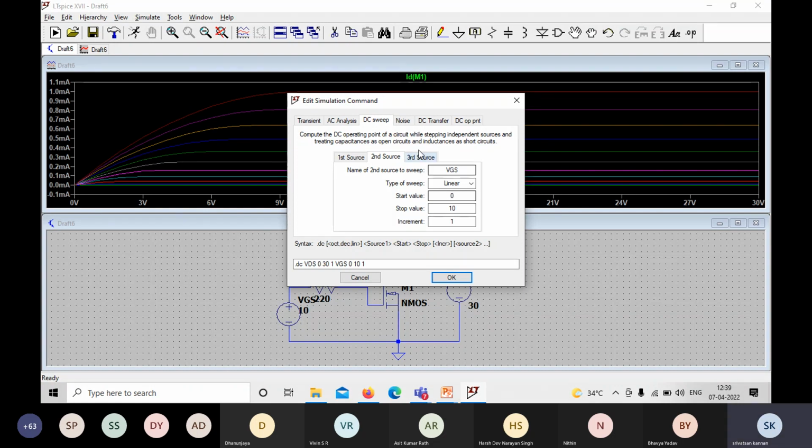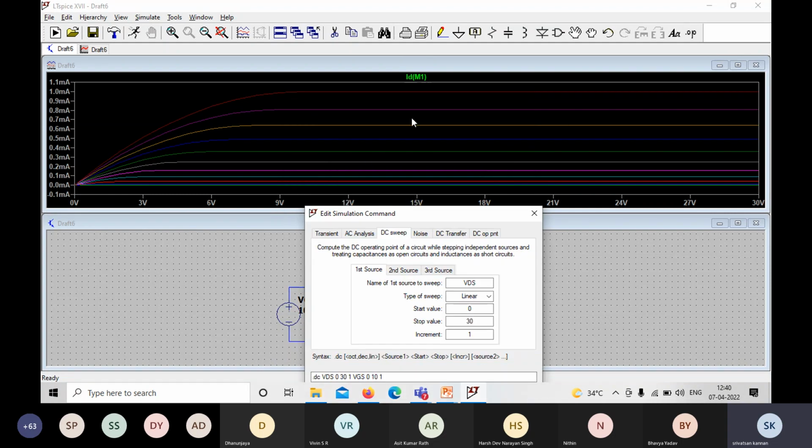VGS 0 volt, and the first source will be varied from 0 to 30 volt in steps of 1. You will get this red color curve, the topmost one. In the second iteration, what is my VGS? First is 0 volt. Second is 1 volt, right? So for 1 volt, VDS will be varied from 0 to 30 volt in steps of 1, and you will get this pink color curve. Have you all understood how this works? Yes, sir.